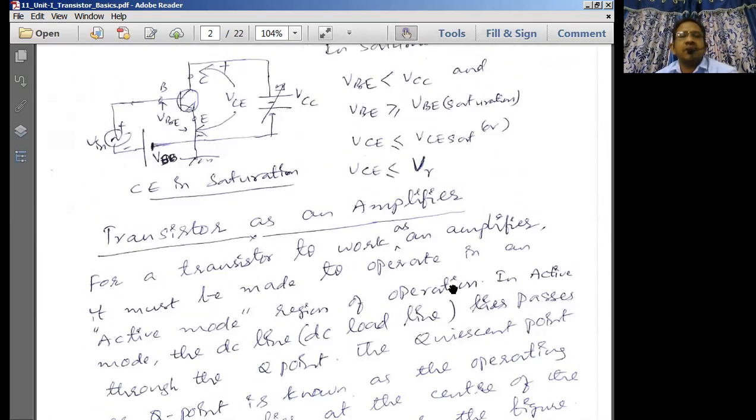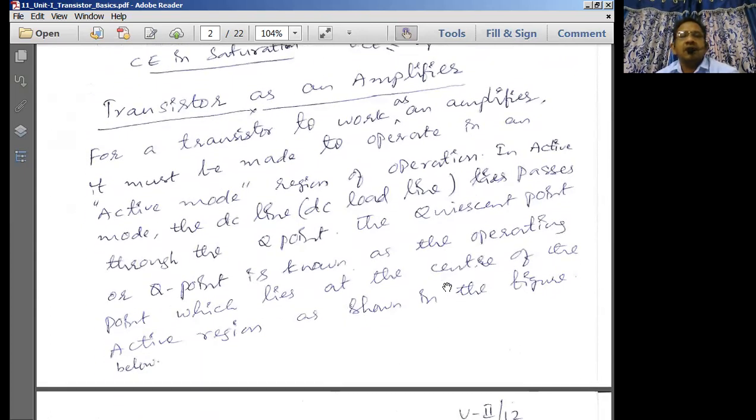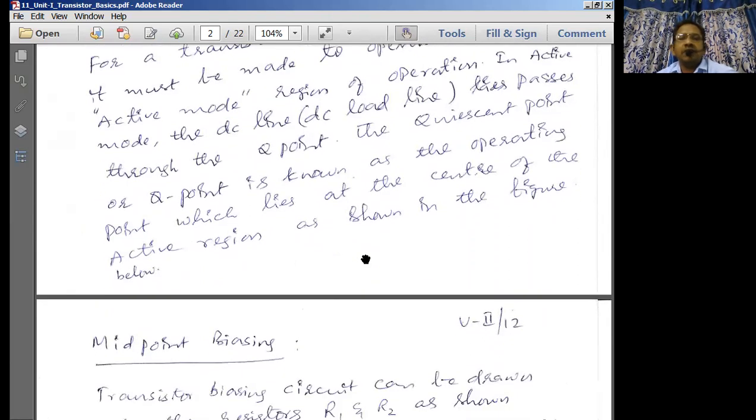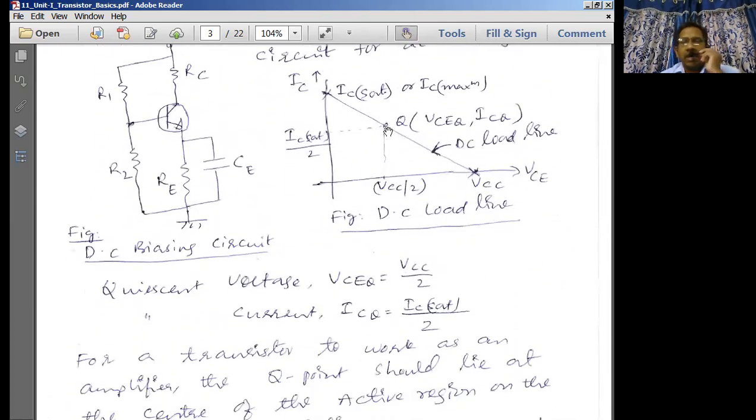The next application is the transistor as an amplifier. For a transistor to work as an amplifier, it must be made to operate in the active region. In the active mode, the DC load line passes through the Q point. The most important thing is the Q point. The Q point is known as the operating point, which should always be adjusted at the center of the active region. The Q point should always be at the center of the active region for it to operate as an amplifier circuit.